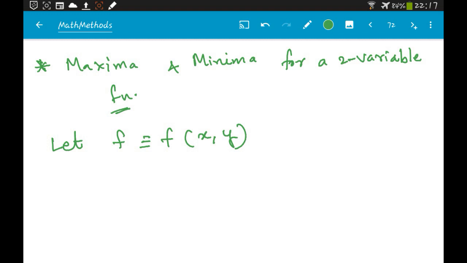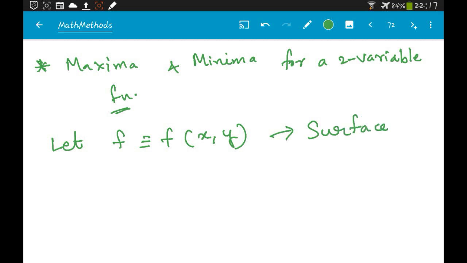Okay, so if f is a function of x and y, it is not going to give... if f was a function only of one variable which was x, then it was going to give you a curve. But if f is a function of x and y, it is going to give you a surface. So this is like a surface.